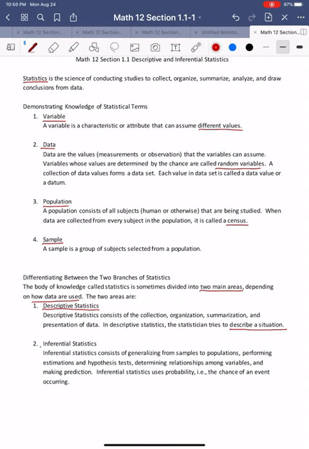But inferential statistics means you need to assume first. So this is what we think is going to happen. Like with coronavirus, people think that more people can become contagious. You can assume that with this kind of situation, and then you can research about it. Inferential statistics consists of generalizing from samples to populations. So you always mention samples. You perform estimations and hypothesis tests, determine the relationship among variables, and make predictions. Inferential statistics uses probability, in other words, the chance of an event occurring.